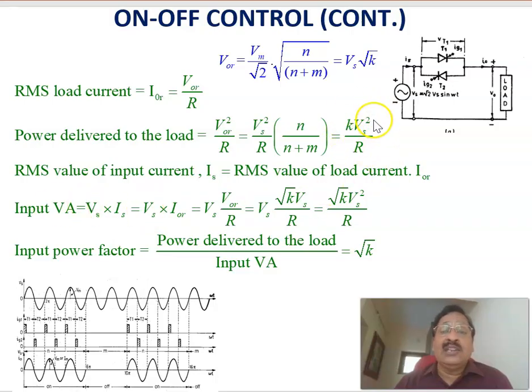k Vs squared by R is the active power, and the ratio of the active power to the apparent power, that is kW divided by kVA, is called the input power factor. It is equal to k Vs squared divided by R over root k Vs squared divided by R, which gives root k. So the input power factor for on-off control or integral cycle control is equal to the square root of k, the square root of the duty cycle, or root of n divided by n plus m. Therefore, as the duty cycle changes, the input power factor changes.